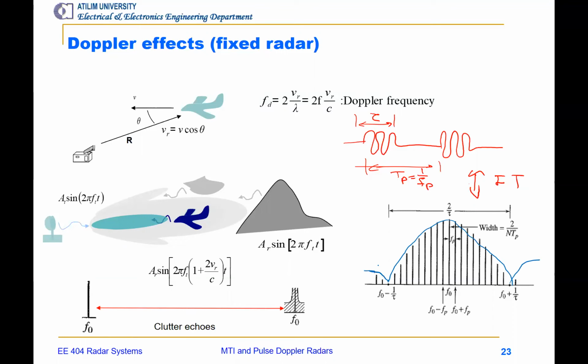Sinc-shaped spectrum. This is a discrete spectrum, which means that I have tones here, each spaced by PRF. So the distance between any two tones here is PRF, and the first null of the sinc function is spaced by 1 over tau from the center.